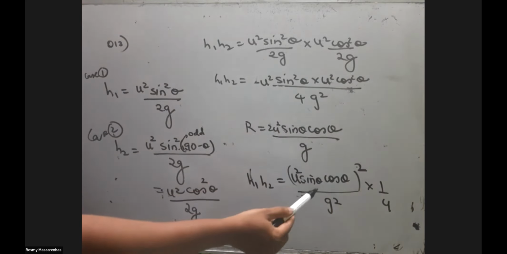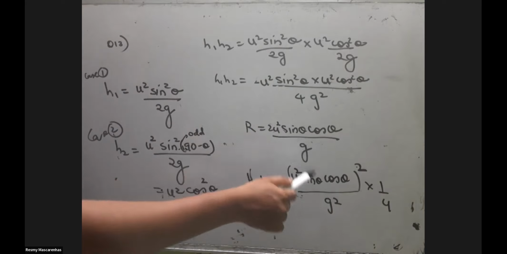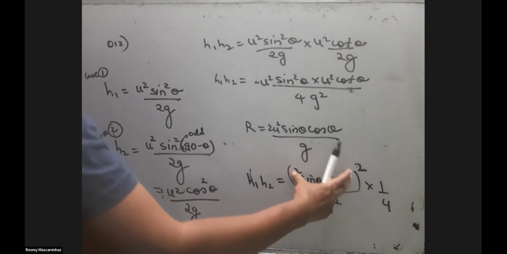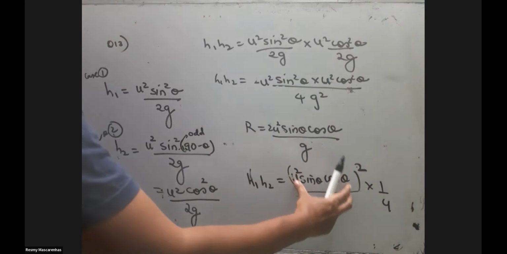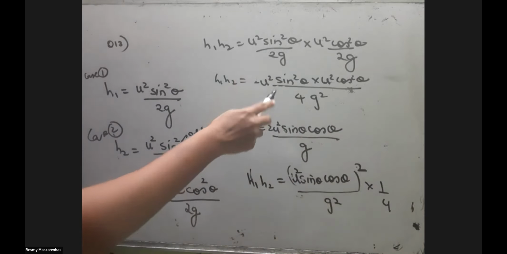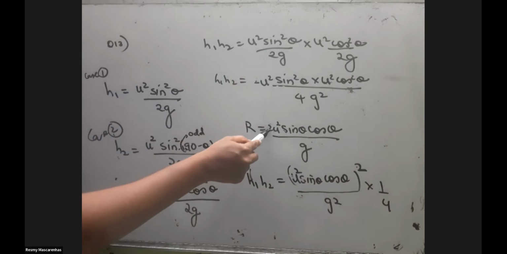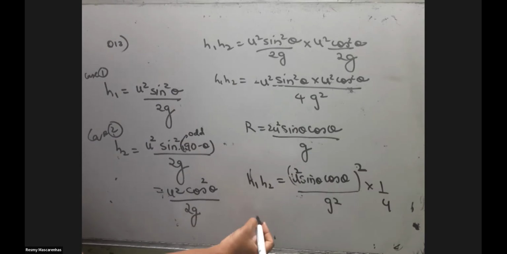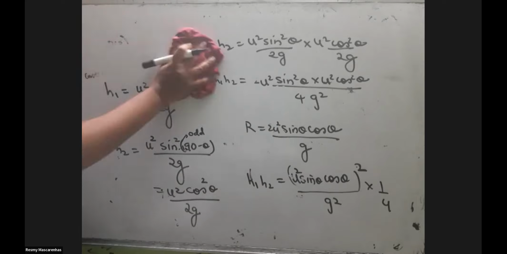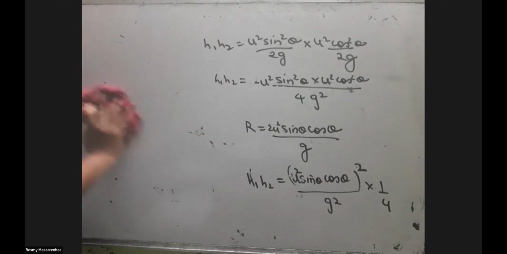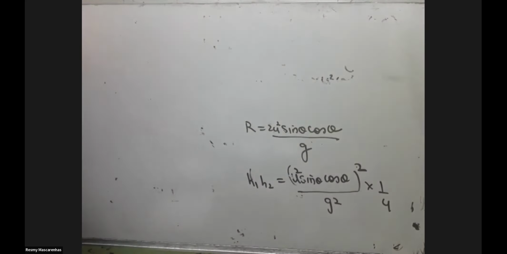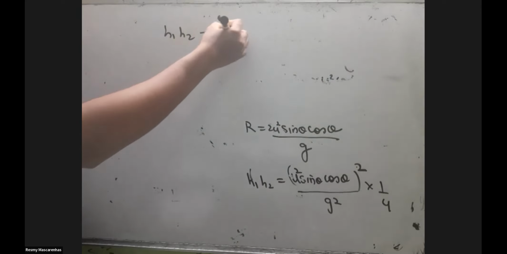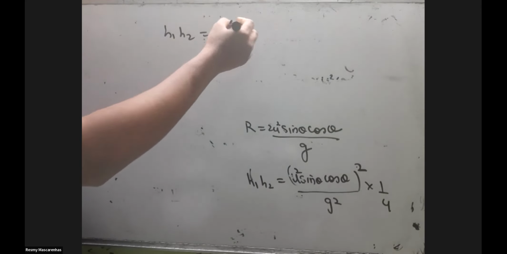What number is missing? Only that part we have to balance. We have to try to make it the same as your range. This full thing is your range square. What is inside is nothing but your range. But the only number which is missing is 2. So I'll just balance it with 2. H1, H2 will be 2u square.